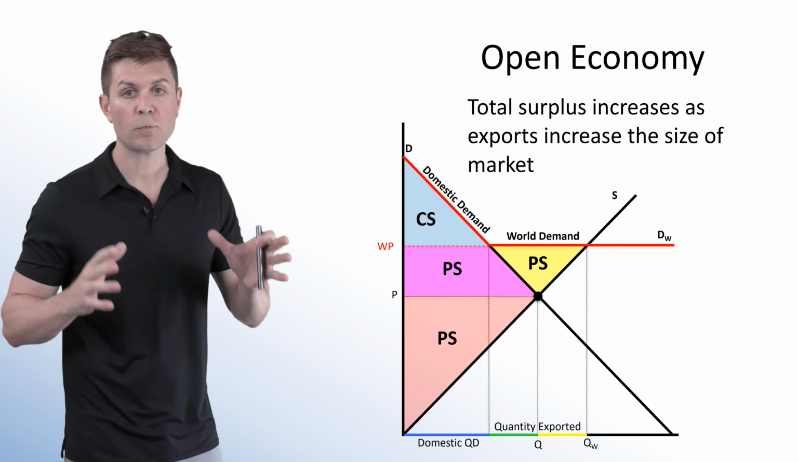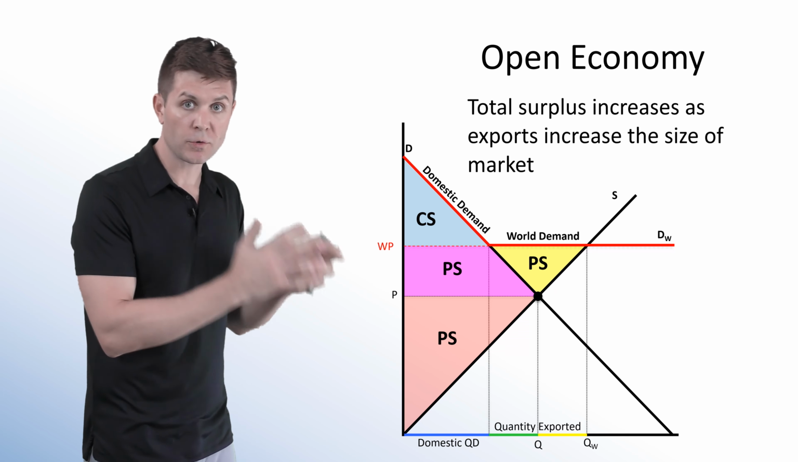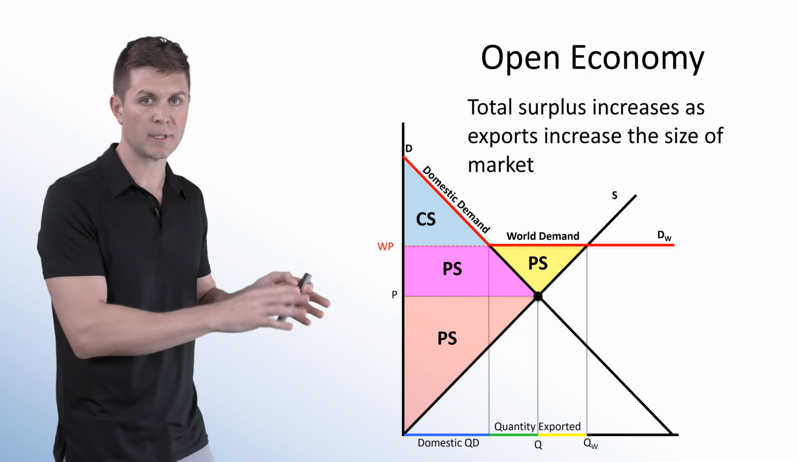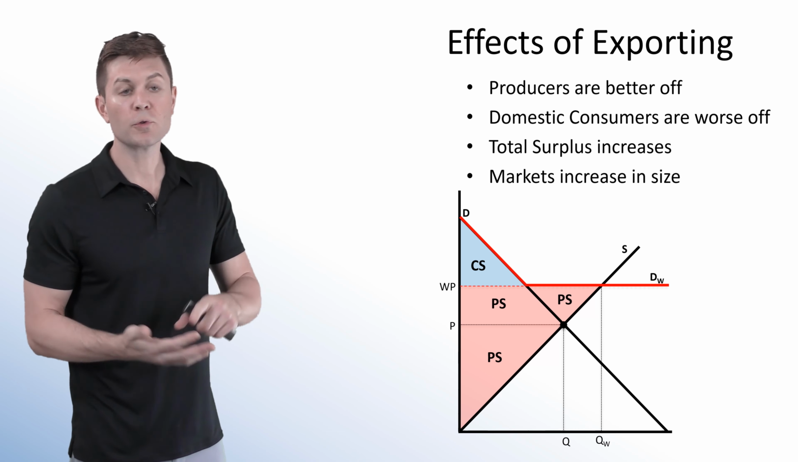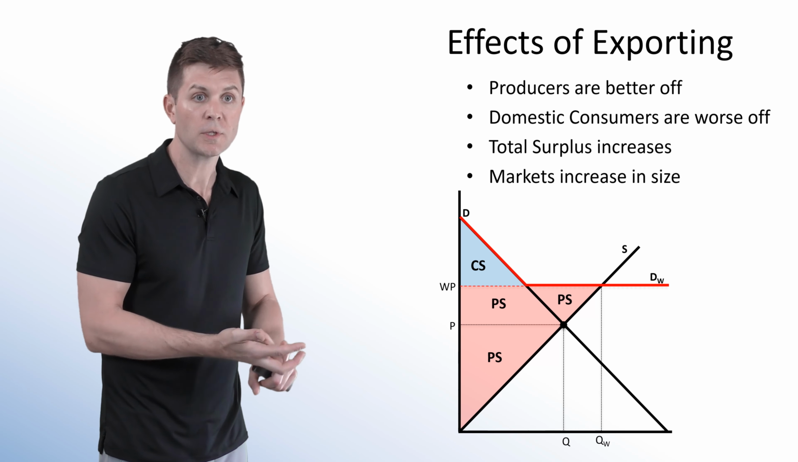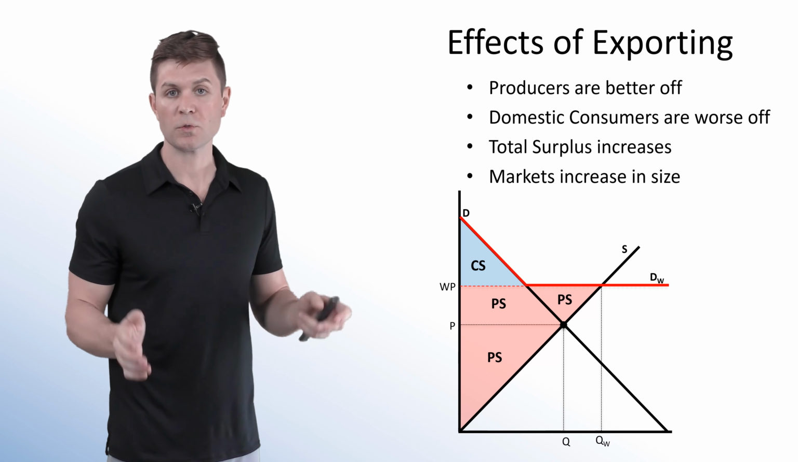Like I said with the other one, if we're looking at total surplus as a measure of well-being, we are doing better here. But consumers are taking a hit. Producers are much better off in this particular example. Now, the effects of exporting. Producers are better off. Domestic consumers are definitely worse off in this situation. Total surplus is going to increase, and once again, markets increase in size.